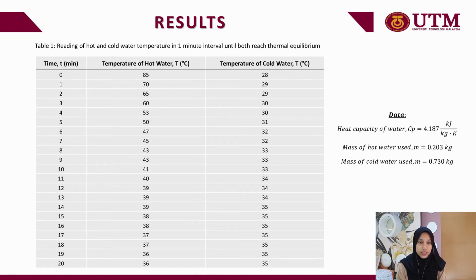So, after 20 minutes, the temperature of hot water dropped to 36 degrees Celsius while the temperature of cold water rose to 35 degrees Celsius. So for the data used in this experiment, first, the heat capacity of water equals 4.187 kilojoules per kilogram Kelvin. Second, the mass of hot water used equals 0.203 kilogram. Third, the mass of cold water used equals 0.730 kilogram.